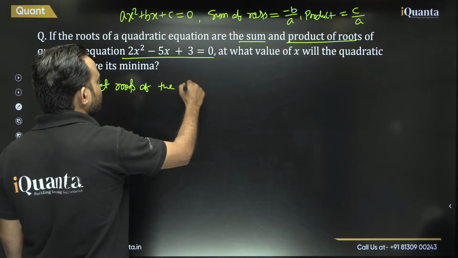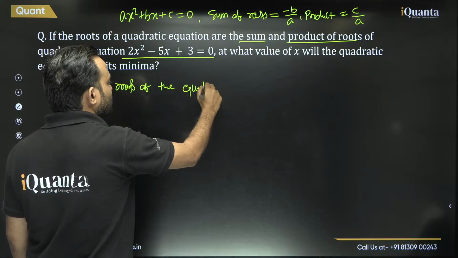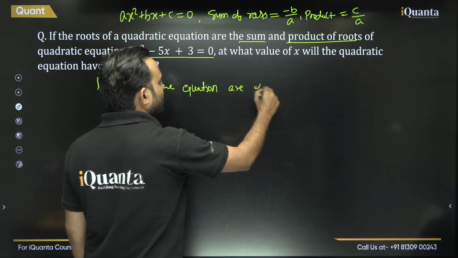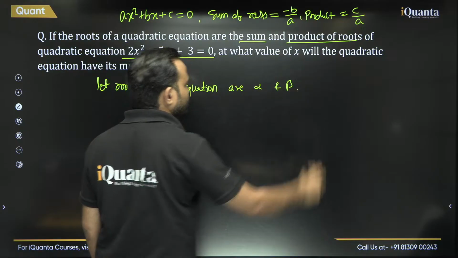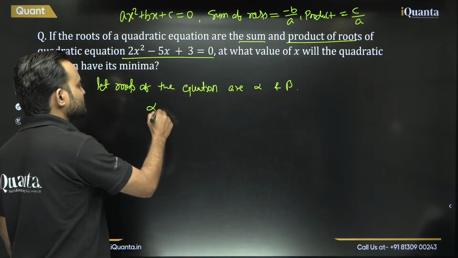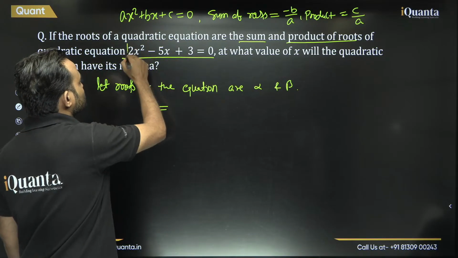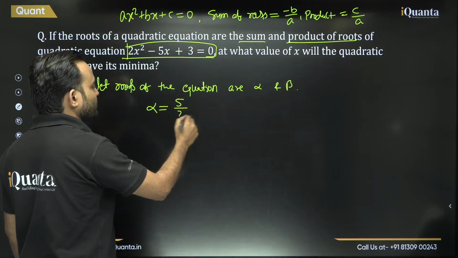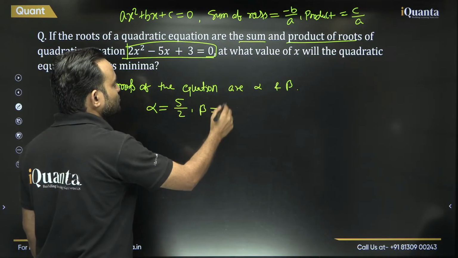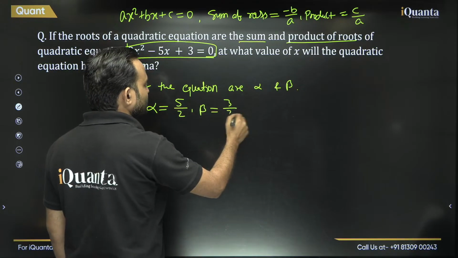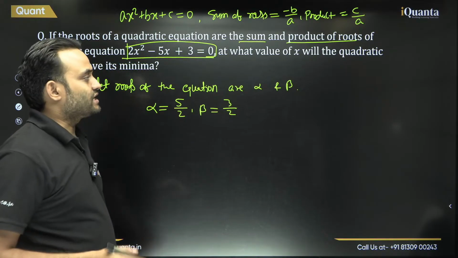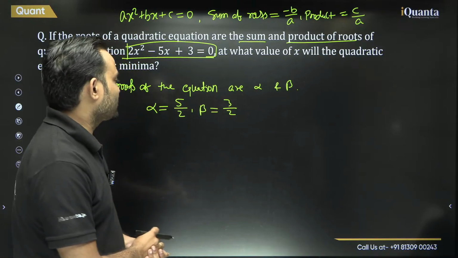Now let the roots of the quadratic equation be alpha and beta. So alpha is equal to the sum of roots of this, which is equal to 5 by 2. Beta is equal to the product of roots, which is 3 by 2. So we can draw the quadratic.